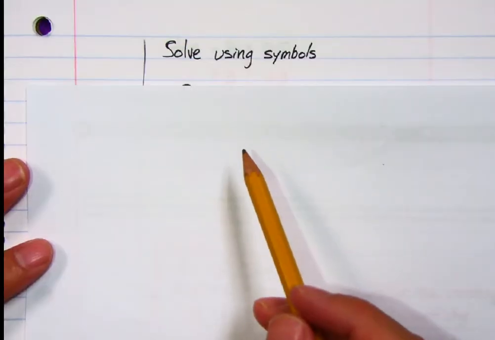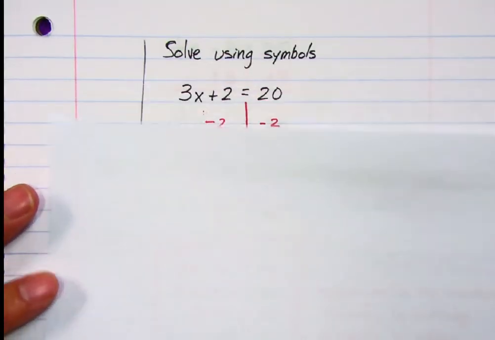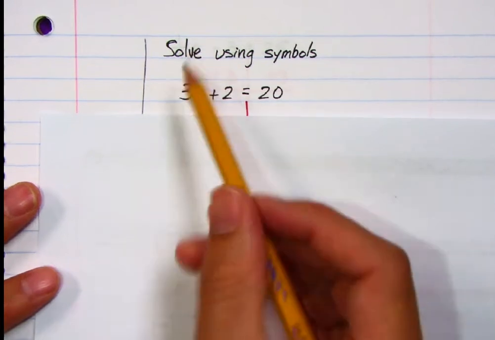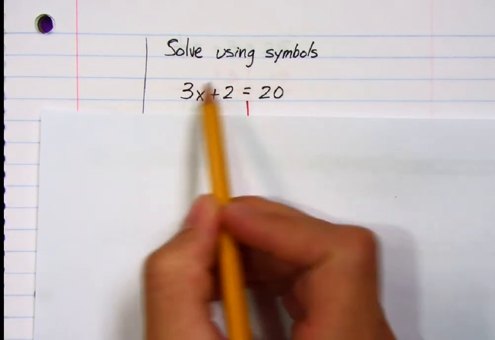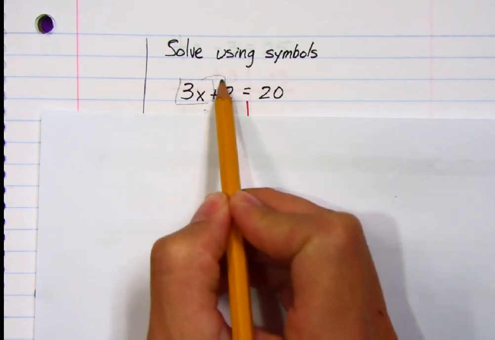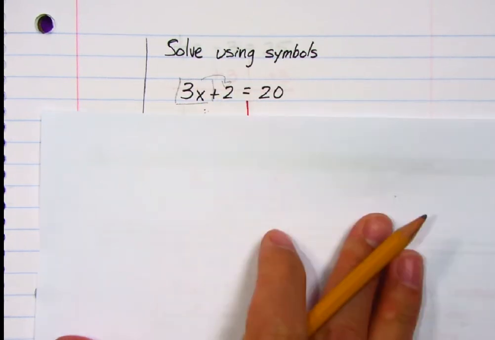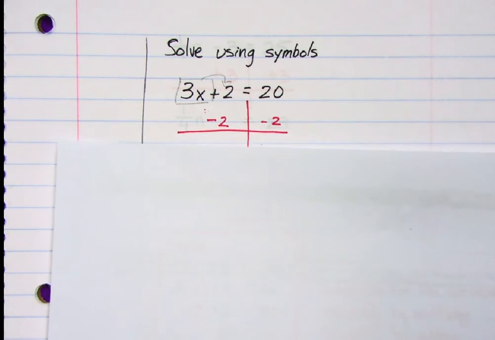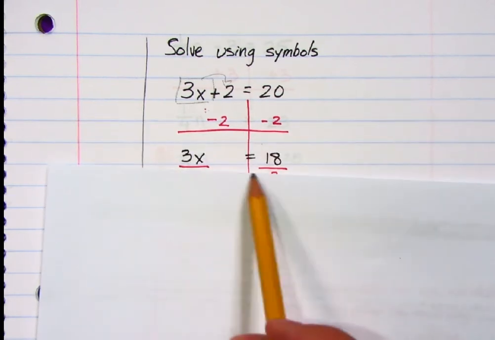So now this is a little bit faster way. This is solving using symbols. So what do I mean by that? Well, look, here I go again. I've got 3x plus 2 equals 20. I find my variable term, which is right over here. I look right next to it, and I said, this constant right here, this plus 2, I got to get rid of. So let's get it out of there. Okay, so I subtract 2 on both sides. I do that, simplify. 3x equals 18.